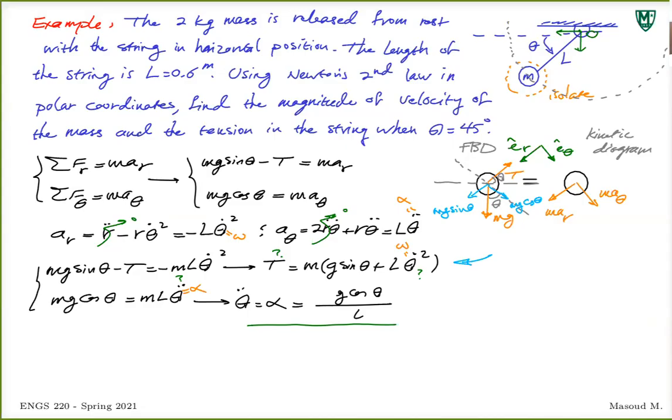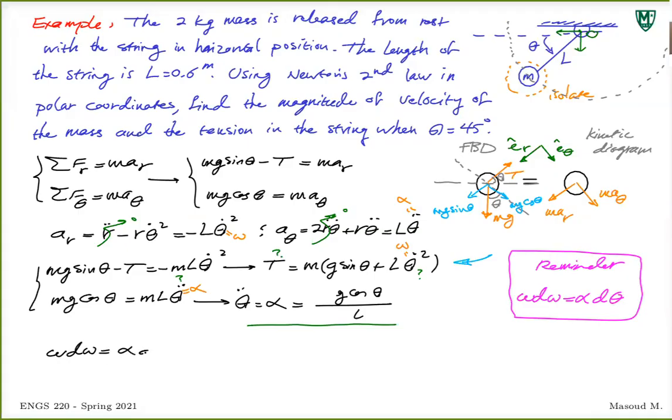Here's the trick. Go back to kinematics. I'll put it here for a reminder. Remember, for a motion on a circular path, we had omega d omega is equal to alpha d theta. We had this relationship, and that's what I'm going to use here. Now, I know what alpha is. Alpha is a function of theta right there.